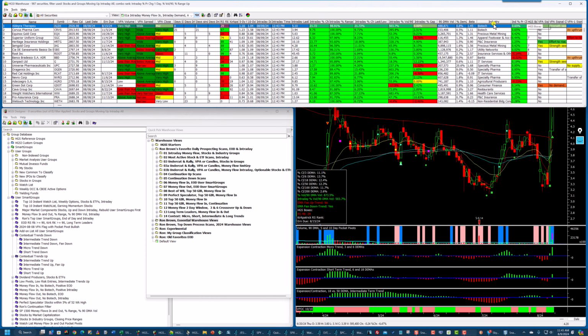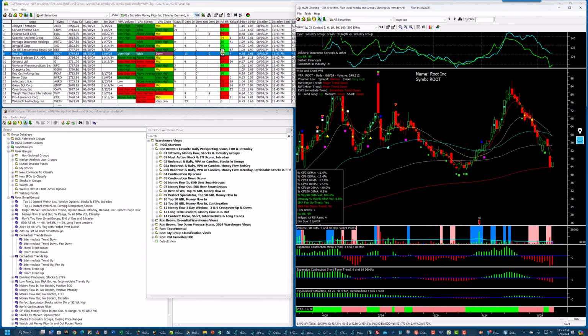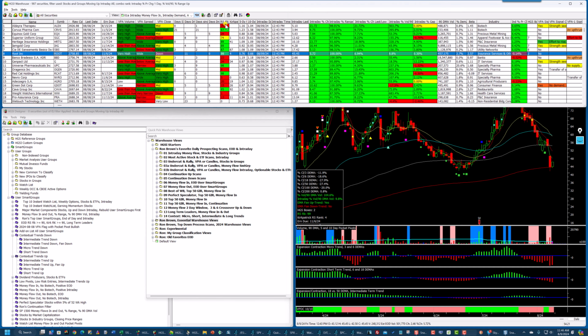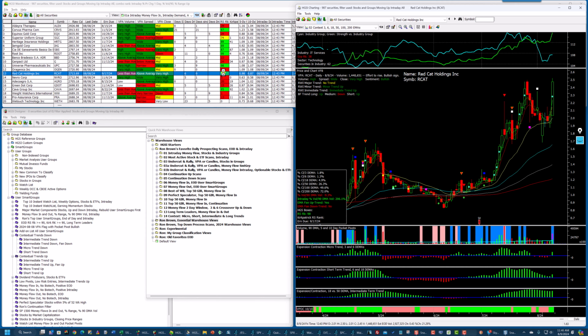And let me just go in here and see if I can, okay, that was a strong stock. It has a high RS. Let me look here. Okay, Red Cat Holdings. This is a cheap stock, but that really doesn't matter. I'm going to bring up an arrow here.